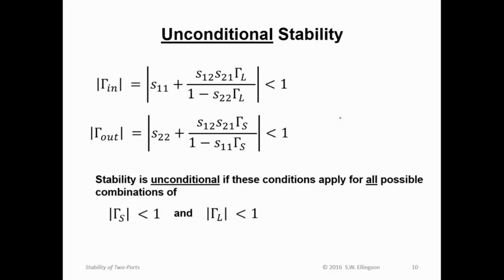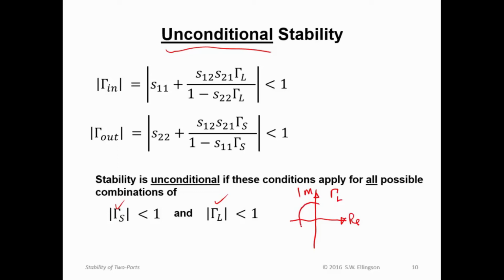Now, unconditional stability. A two-port is said to be unconditionally stable when we achieve stability independently of the source and load impedances, as long as they're satisfying these constraints. So what does this mean? Well, I can make a map of gamma sub L, for example. And that map looks like this. Here's the real part of gamma sub L, and here's the imaginary part of gamma sub L.